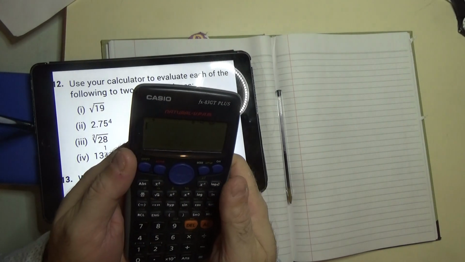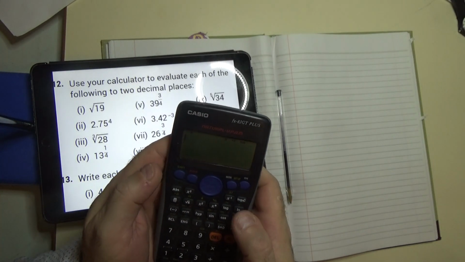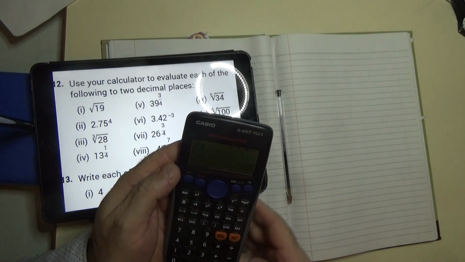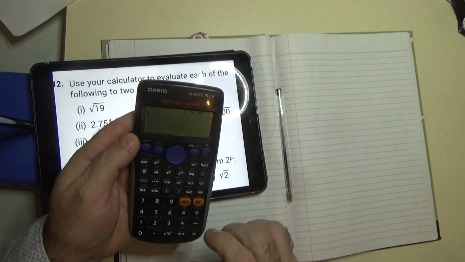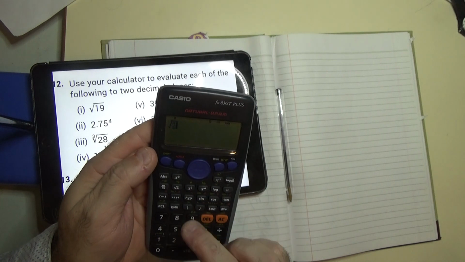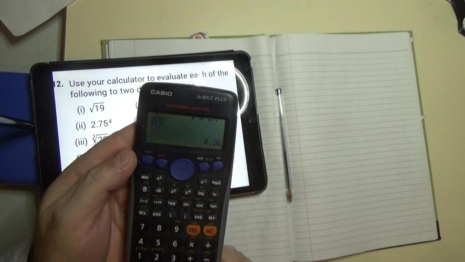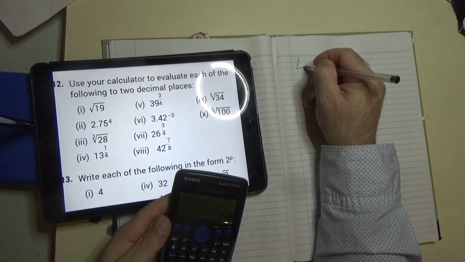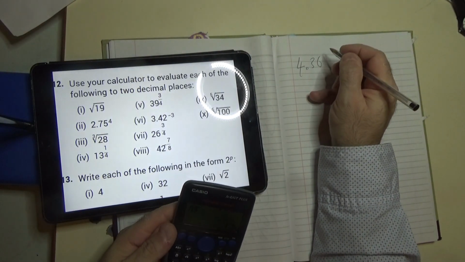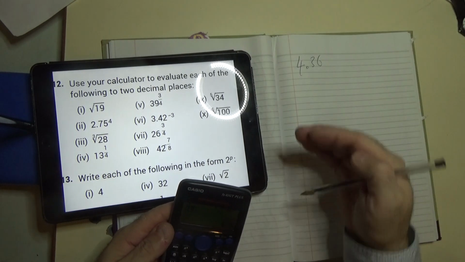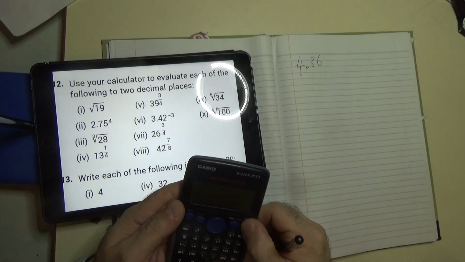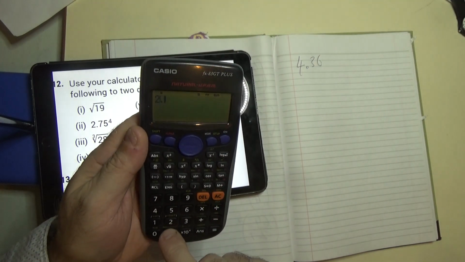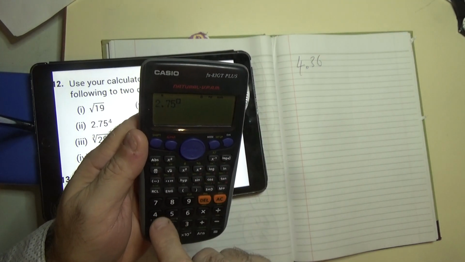Okay, and now the first one is root 19. I'll do that again. Root 19, shift, equals. Okay, 4.36. I'll just write down answers, going straight down the page now. The next one is 2.75 to the power of 4.